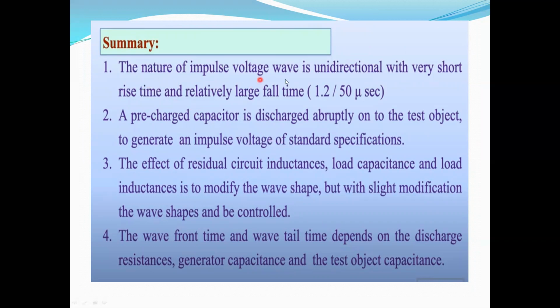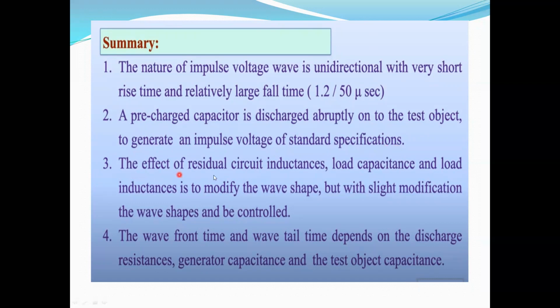The nature of the impulse voltage wave is unidirectional with very short rise time and relatively long tail time, 1.2 by 50 microseconds. 1.2 microseconds is called the wave front time and 50 microseconds is called the wave tail time. A charged capacitor is discharged abruptly on the test object to generate an impulse voltage of standard specifications. It's clear.